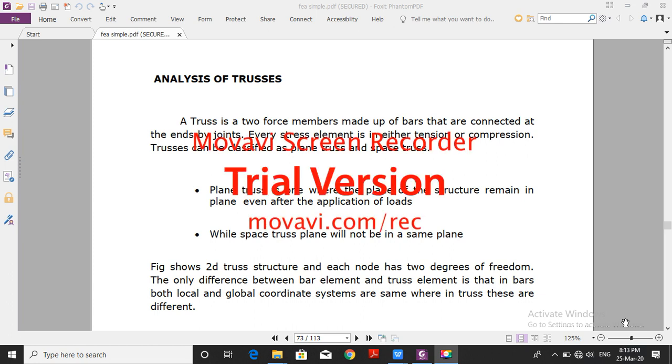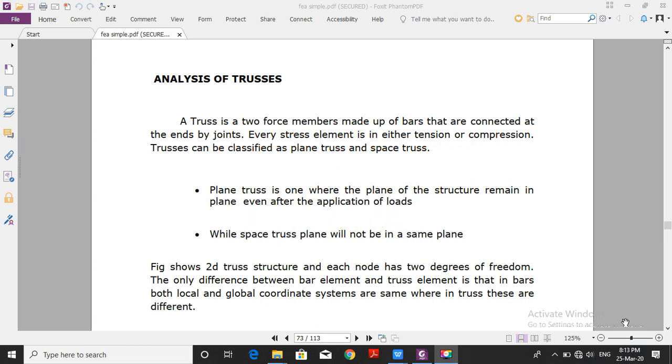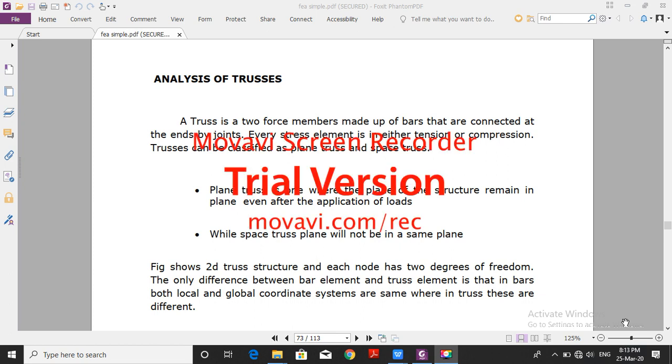So every element is either under tension or under compression. Okay, so stresses can be classified as plane stress and space stress. So we will continue with plane stresses.